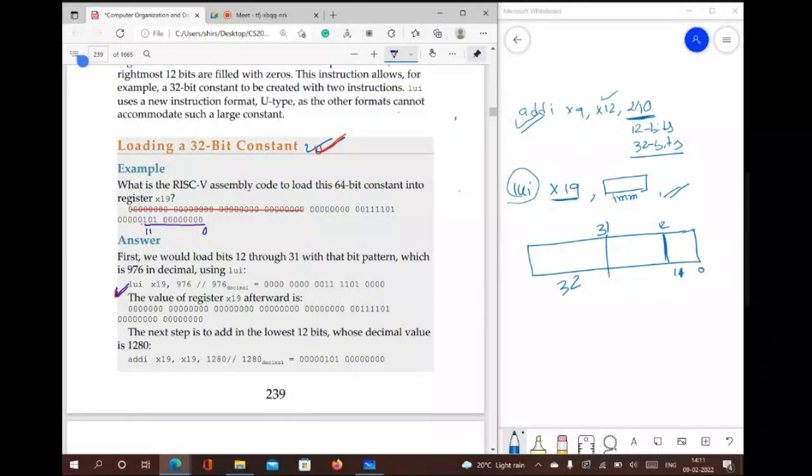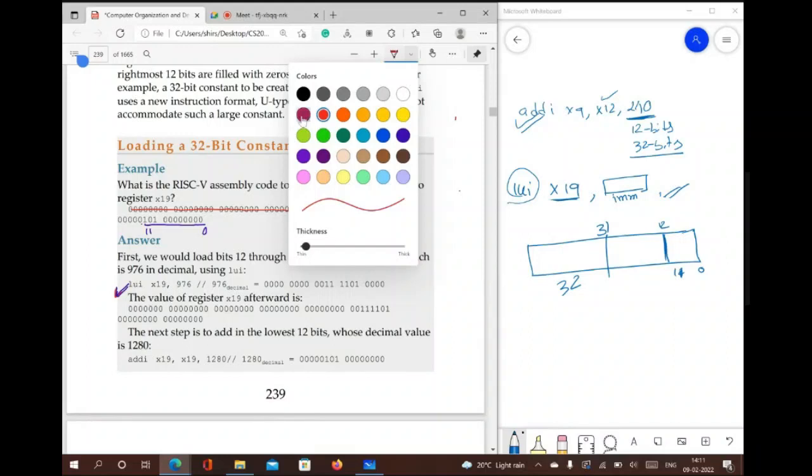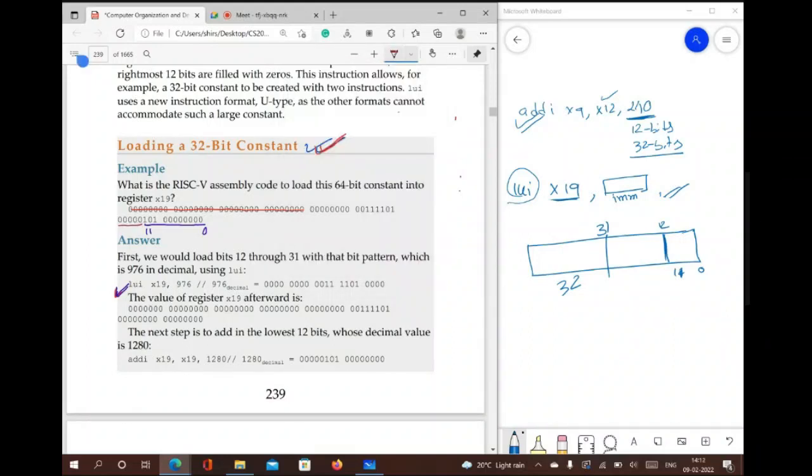From this point, this is actually 12 to 31. So basically, from this constant, let us make a box here. Whatever binary bits are written in this box need to be stored using LUI. The binary written in this brown box, if we want to represent it in decimal, will be 976. Again, I'm repeating this.